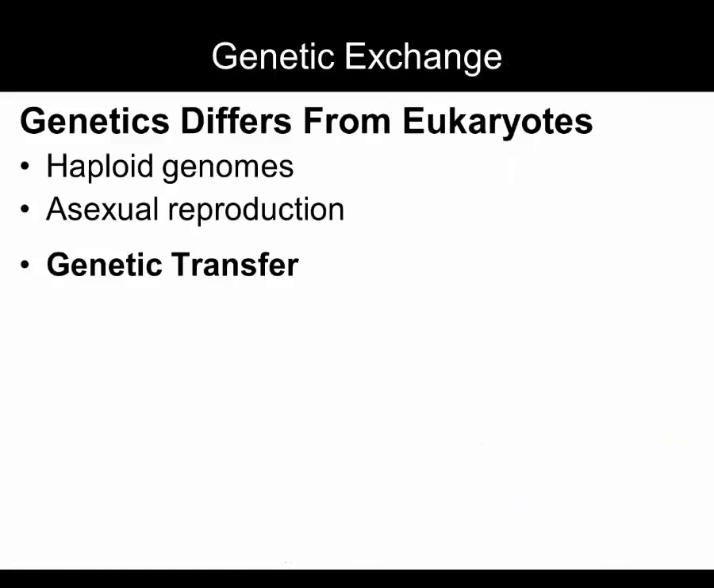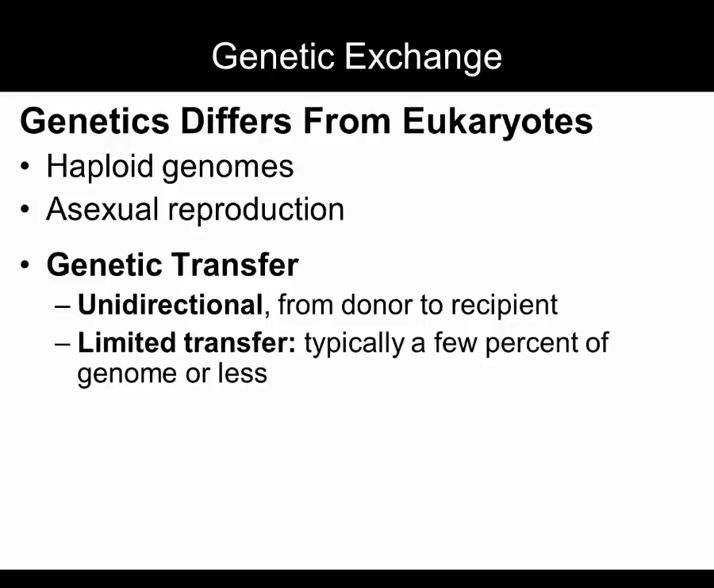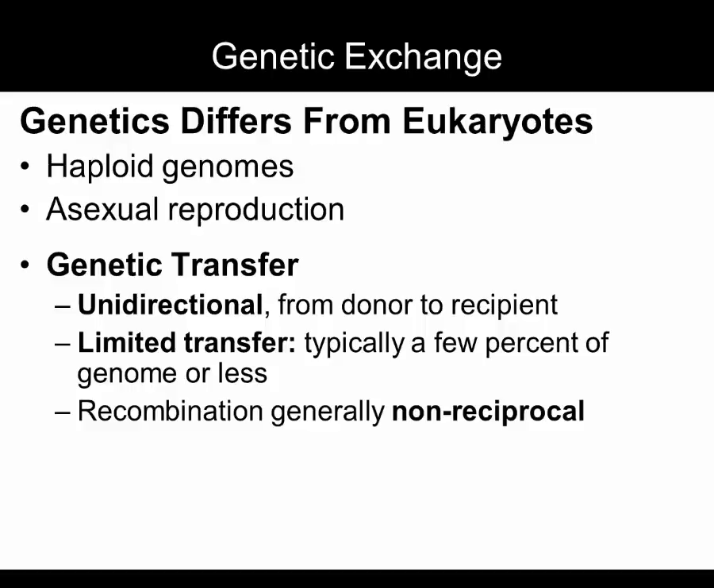But this genetic exchange is very different from how mating works in eukaryotes. The bacterial exchange is unidirectional. A donor transfers DNA to a recipient, but only a small portion of the genome is transferred to the recipient. The new DNA is incorporated into the recipient's chromosome by recombination, which is not reciprocal. When a new allele is incorporated, the original is lost.